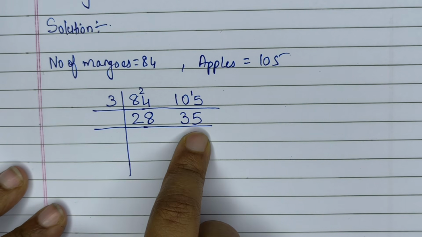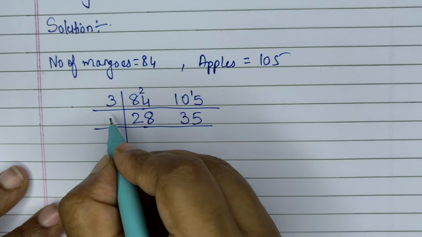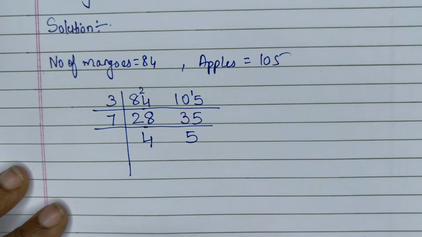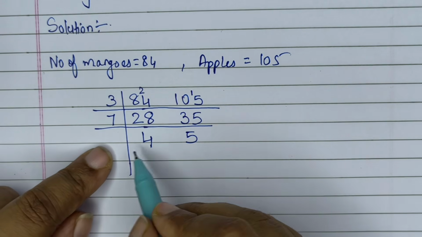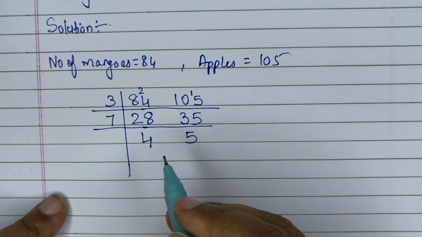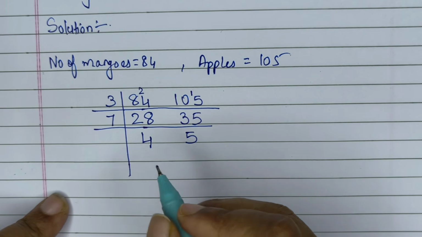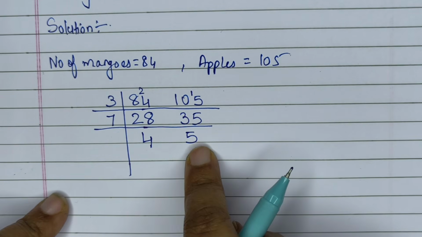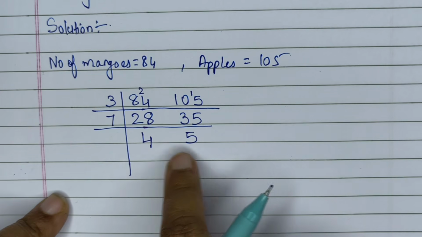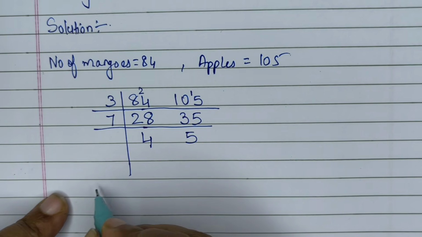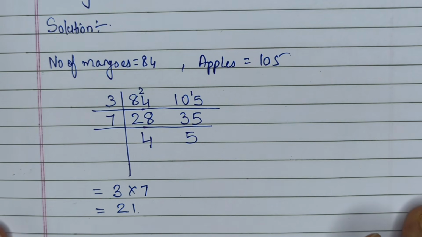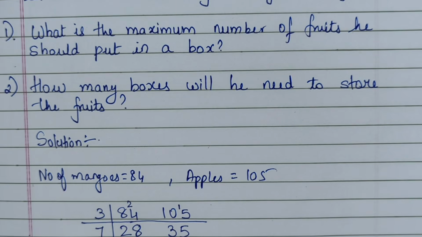28 and 35, these two numbers are divisible by 7. So we will take 7 times table. 7 4s are 28 and 7 5s are 35. Can you proceed this factorization? No, you cannot proceed here because you have to stop. We have to find the maximum number of fruits. Maximum means GCD. If it would be LCM, we could take 2 2s are 4. 5 is a prime number, so we have to stop. So therefore GCD is equal to 3 multiplied by 7 is equal to 21.